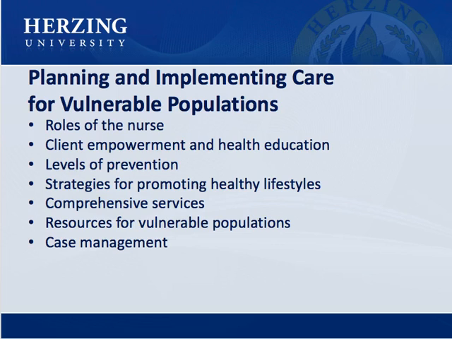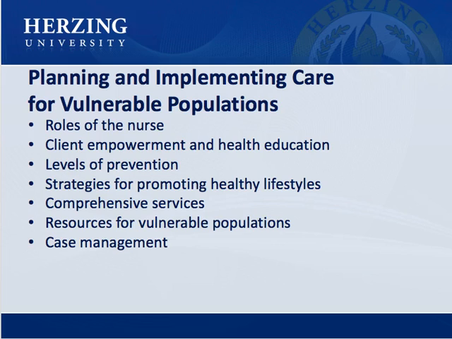Client empowerment and health education. Nurses should help all vulnerable groups achieve a greater sense of personal empowerment through health education and facilitation of acquisition of necessary resources. Levels of prevention. Healthy People 2020 emphasizes improving health by modifying the individual, social, and environmental determinants of health. Strategies for promoting healthy lifestyle. Healthy People in Healthy Communities provides suggestions for community-wide strategies to develop and maintain healthier communities.